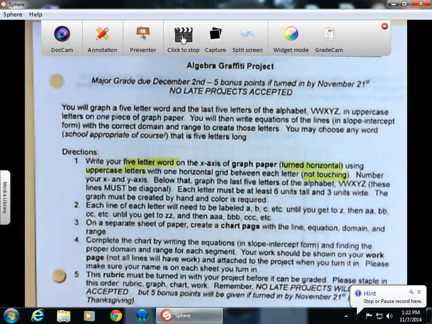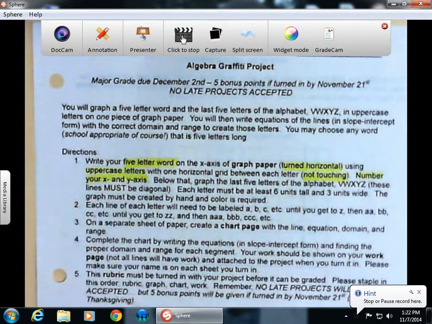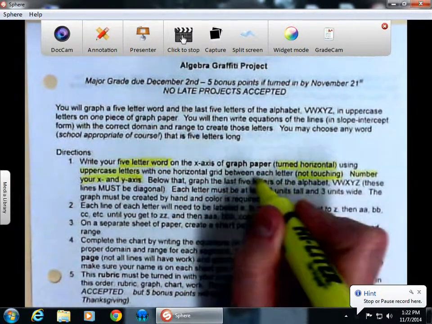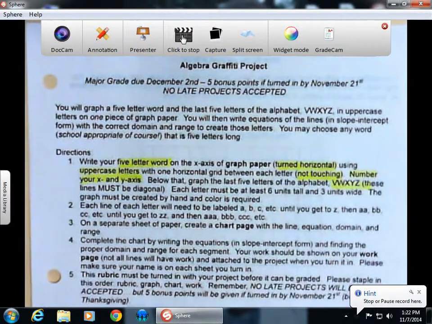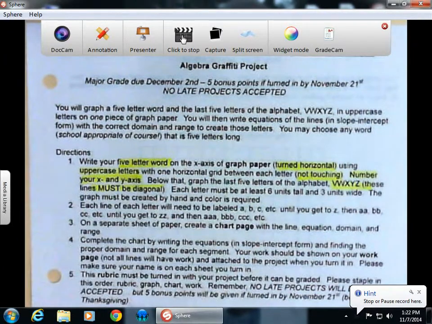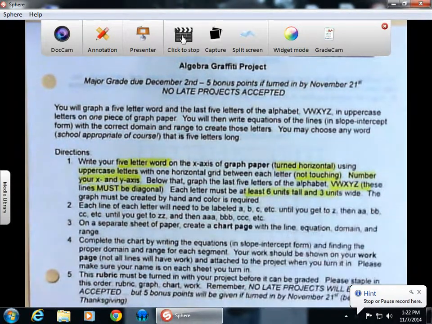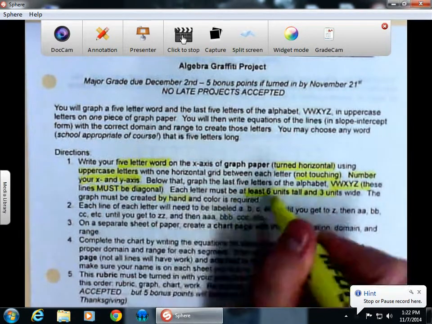Then you need to number your x and y axis. And then underneath that, you're going to graph the last 5 letters of the alphabet, V, W, X, Y, and Z. And then you need to highlight these lines must be diagonal. Each letter needs to be at least 6 units tall and 3 units wide. Can be bigger, but not smaller. And your graph has to be created by hand, and it needs to be in color.